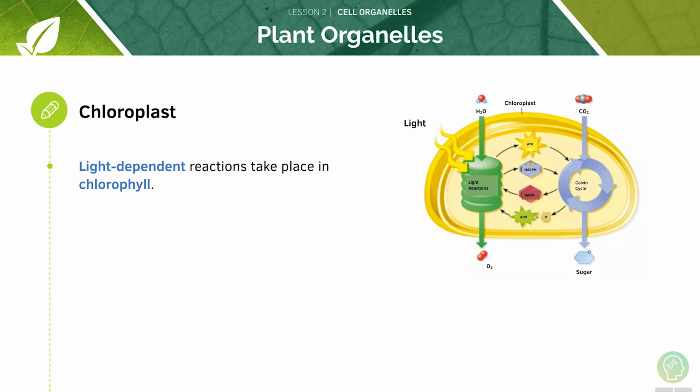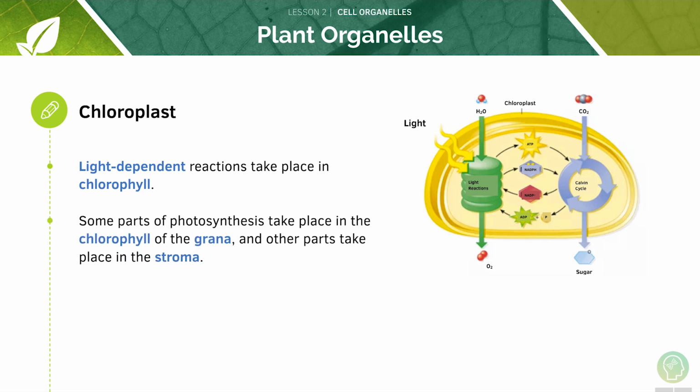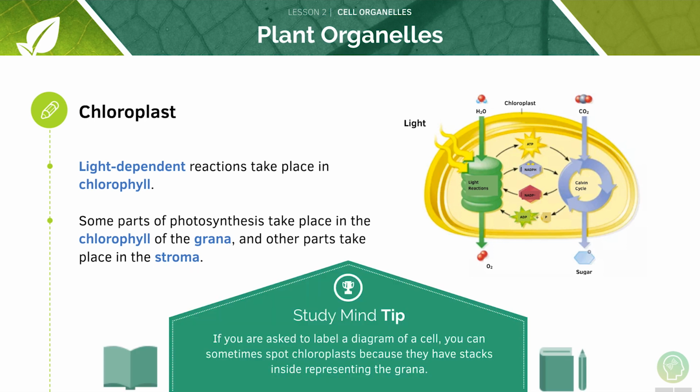Photosynthesis involves several reactions. Some are light-dependent, others are not. Different parts of photosynthesis take part in different parts of the chloroplast. For example, light-dependent reactions will take place in the chlorophyll. Some parts of photosynthesis will take place in the chlorophyll, whilst other parts will take place in the stroma. If you're asked to label a diagram of a cell, you can sometimes spot the chloroplasts easily because they have stacks inside them, representing grana.